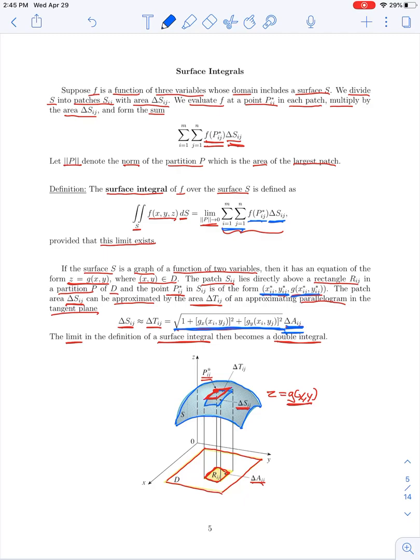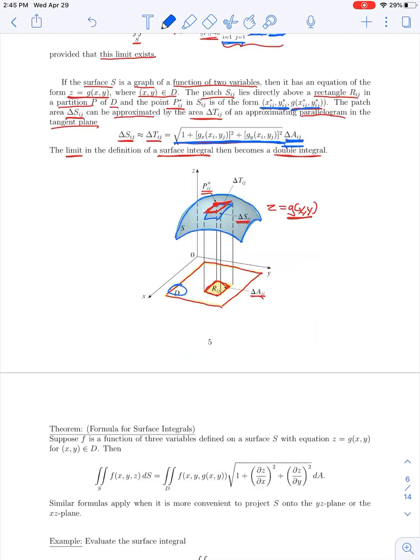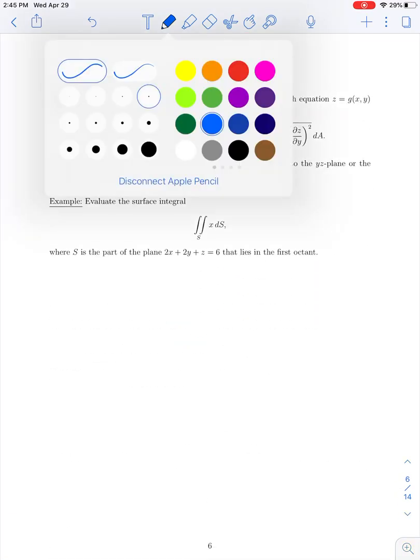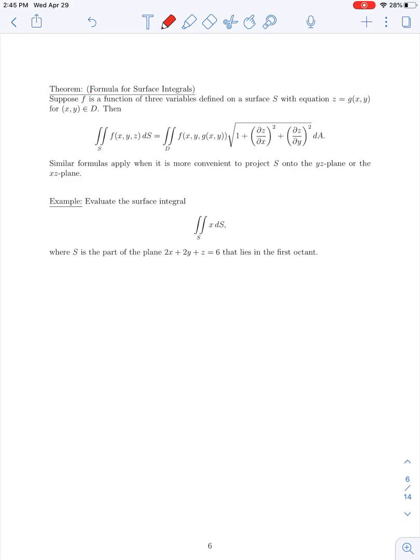It's now defining a double integral over a plane region D instead of an integral over a surface. So we're going to make use of that to evaluate these surface integrals. So here in our next theorem, we have a formula for evaluating surface integrals as double integrals. So here's what it says.